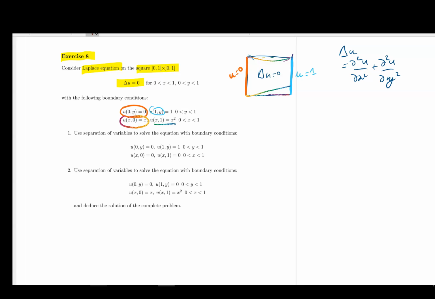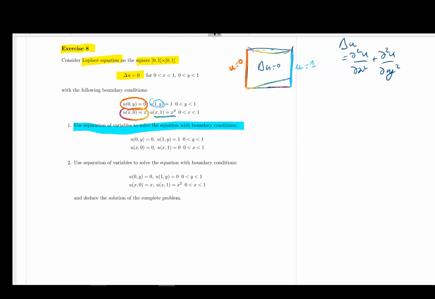So this is it. We need to do it in two different parts, and then we are going to sum our solutions to obtain the complete solution, right? So let's have a look at that first part. Same equation, let us rewrite it: d2u over dx2 plus d2u over dy squared is equal to 0 with the boundary conditions.